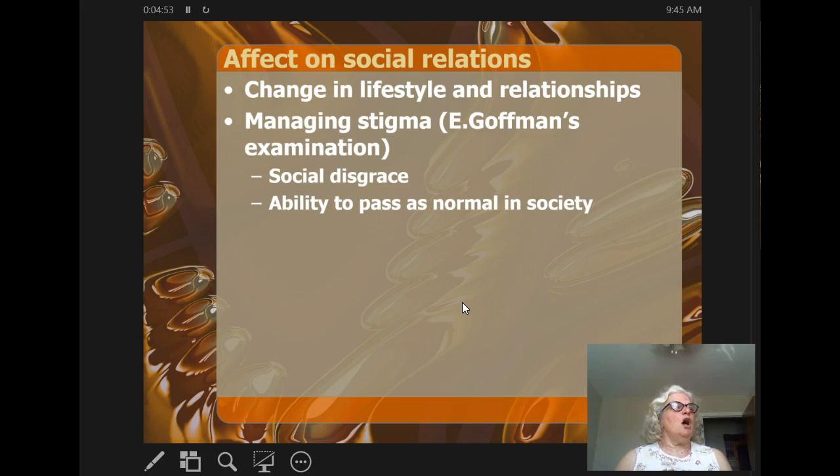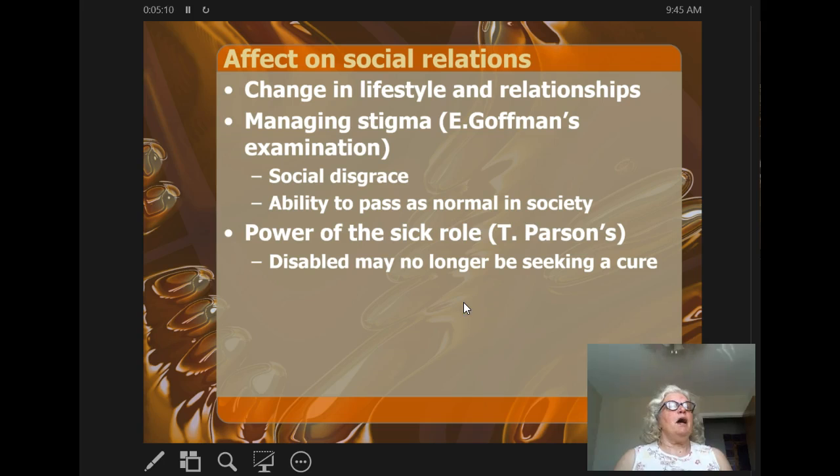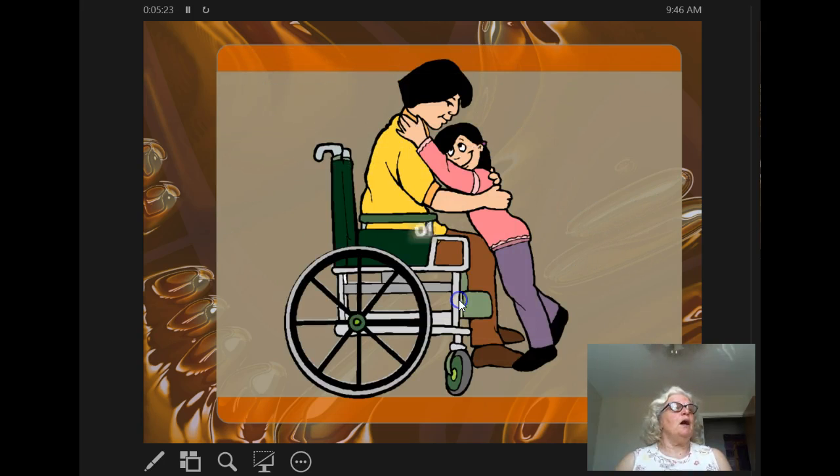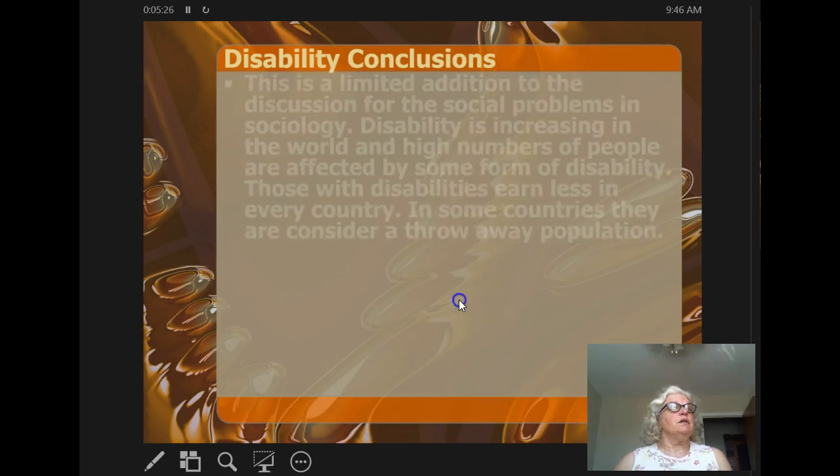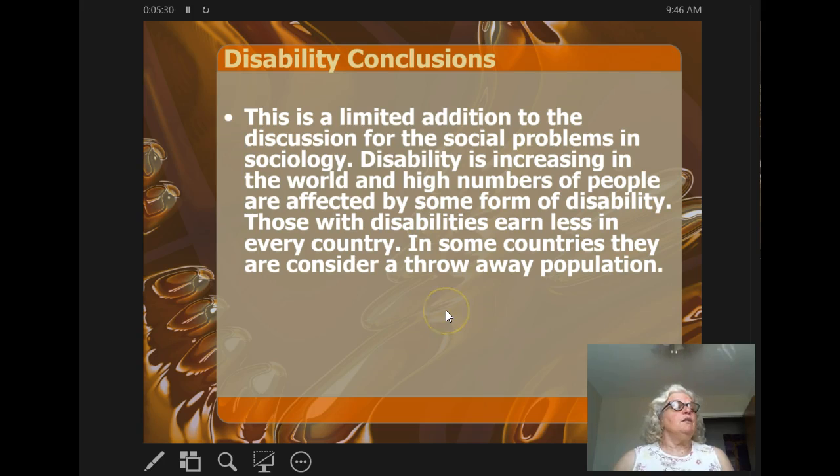Goffman, and we talk a lot about stigma, and we'll talk about this in crime as well, sees that the issues include social disgrace and the ability to pass as normal in society. These are important theoretical pieces that we look at, along with the power of the sick role. The disabled are no longer able to seek that cure that you looked at in the chapter before. So these are important things for you to think about as we start looking at disabilities. It's a very limited presentation for you as you jump in and out of some of those things and follow up with some videos on this issue.